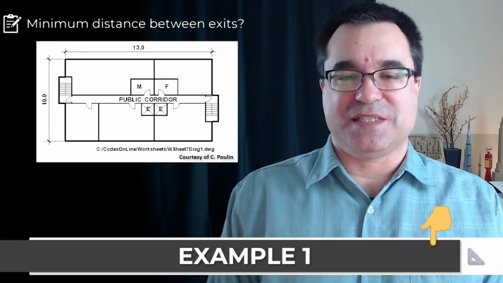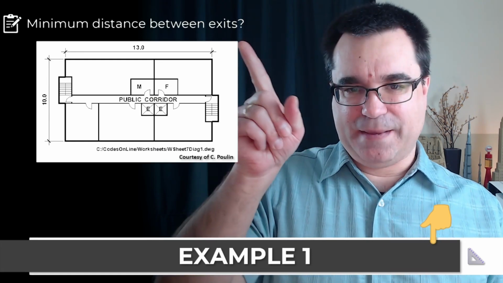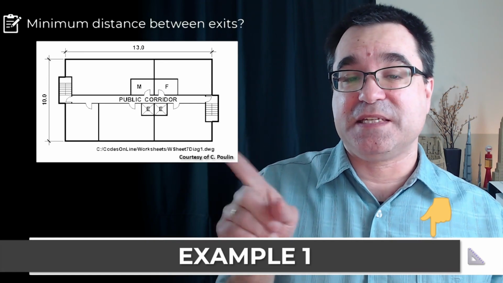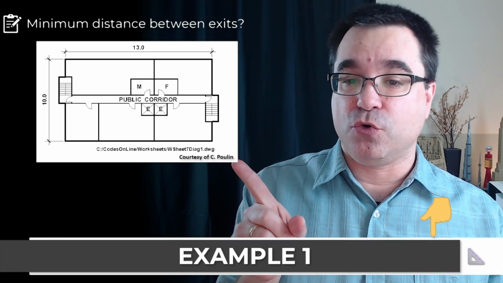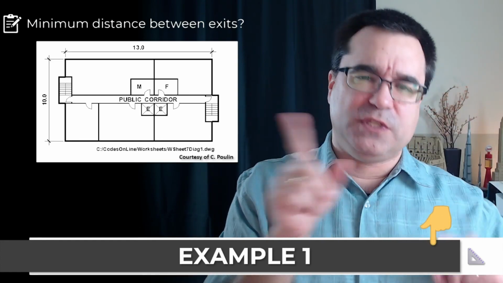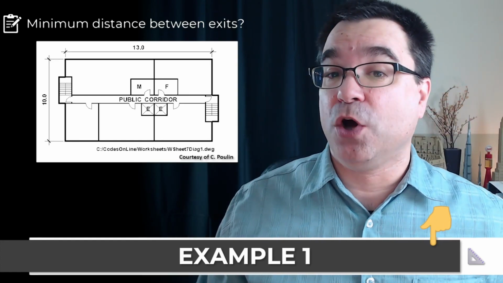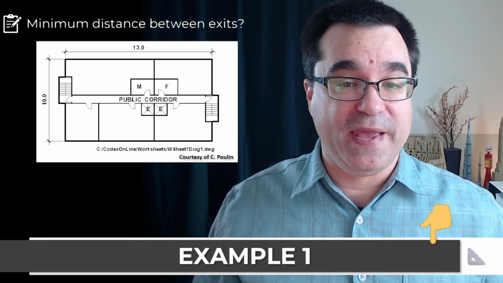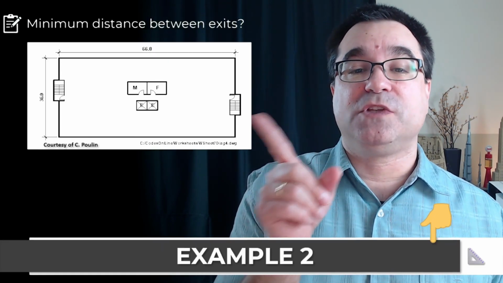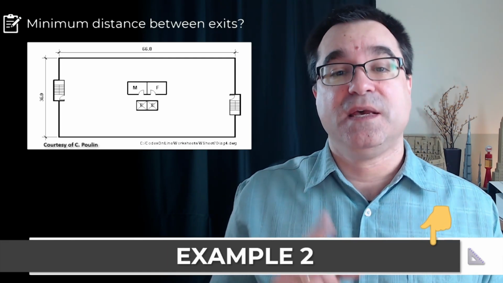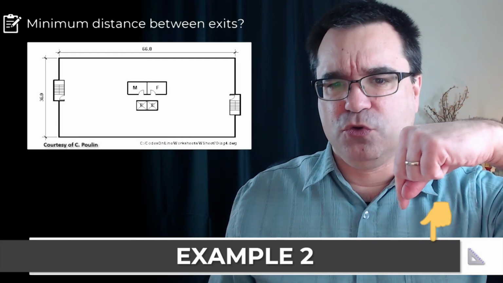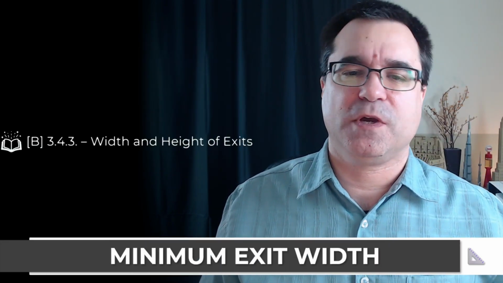So to practice this, let's do an example. Example 1, how do we figure out the minimum distance between exits in this floor plan with a public corridor? I'm going to link for you below a link to a video that just covers this. That way you can always come back to that video on demand. I'm going to do the same for example number 2, that is figuring out the minimum distance between exits when there is no public corridor. The link will be for you below in the description, okay?